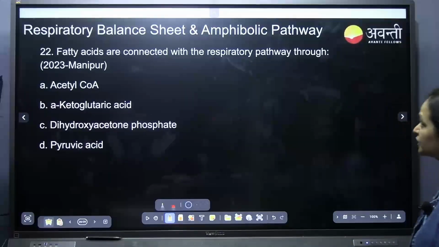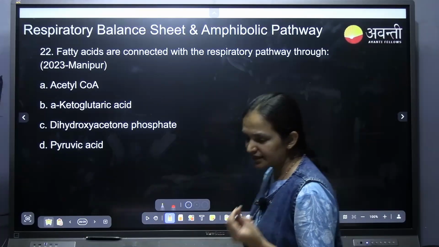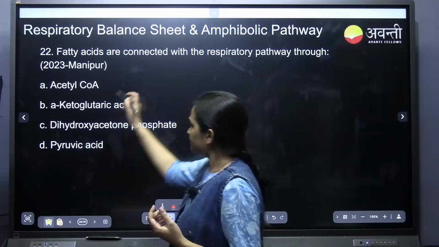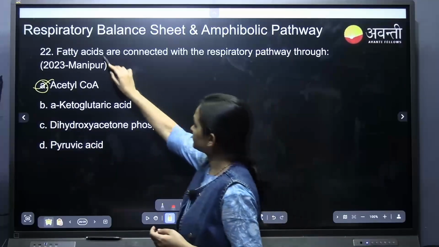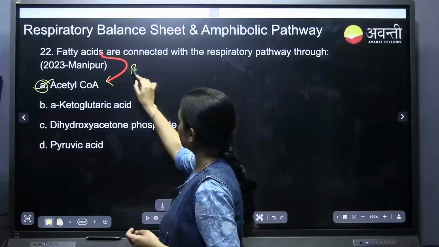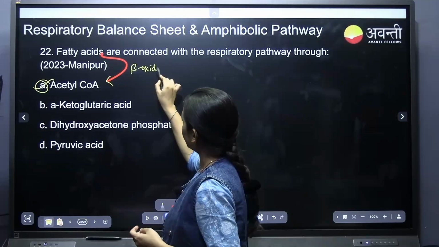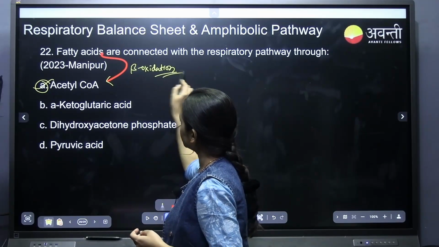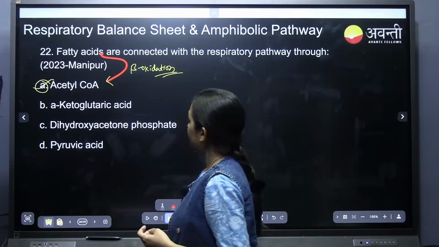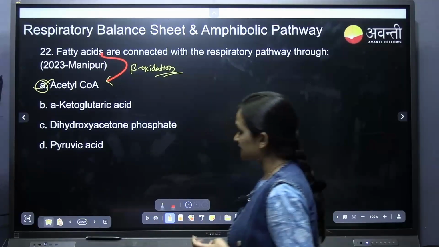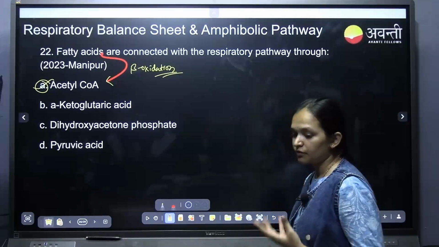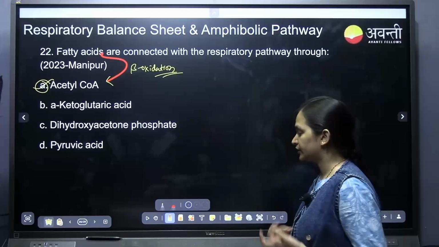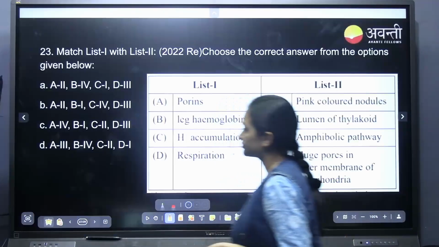Fatty acids are connected with the respiratory pathway through, I told you, a linking molecule, that is acetyl CoA. From fatty acids, beta oxidation takes place. Beta oxidation of fatty acids would give rise to acetyl CoA. Understood? That is a linking molecule. Even from protein, we will be getting acetyl CoA. Acetyl CoA is a linking molecule.